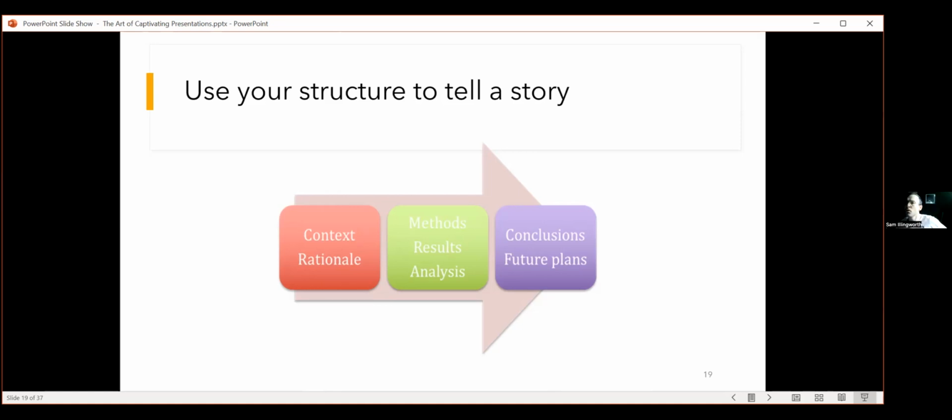But if you're in a different cultural context, then you would use a different structure. So think about your audience, think about how they engage with it, and use the structure to tell that story, moving from your hypothesis all the way through to the conclusions and the implications for future study.